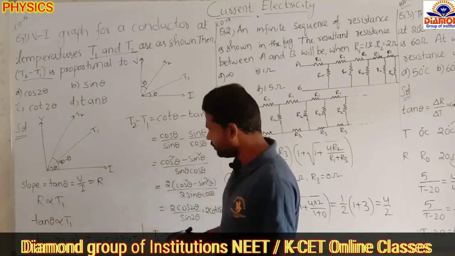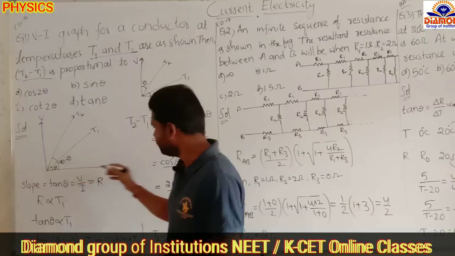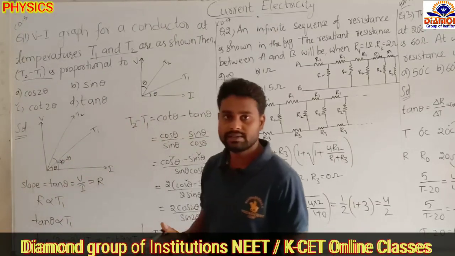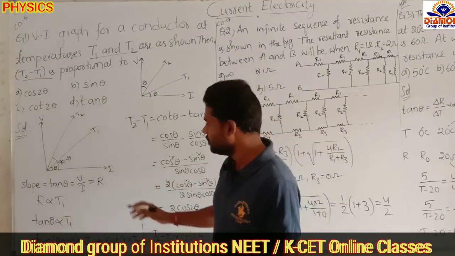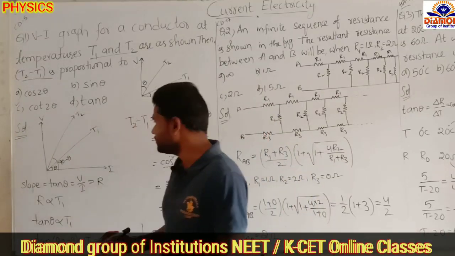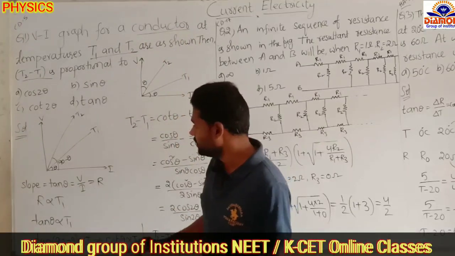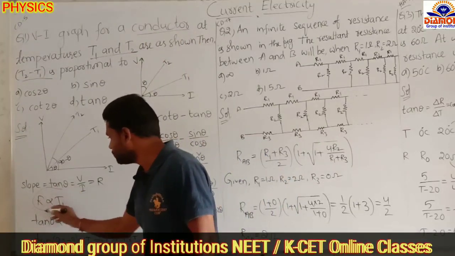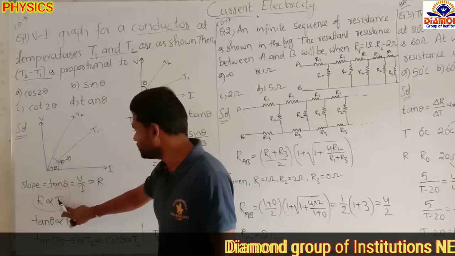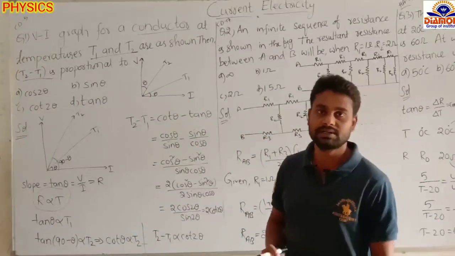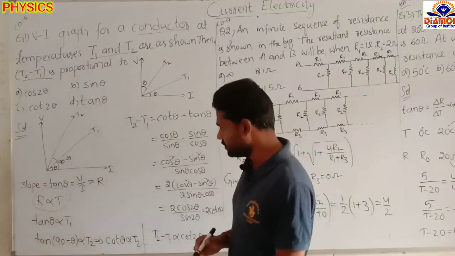One thing you have to remember: we have the VI graph, and the slope of this graph is nothing but V by I. V by I is nothing but the resistance. So the slope will give the resistance. Next, here they mention conductors. For conductors, resistance is directly proportional to the temperature. That means if temperature increases, the resistance of the conductor also increases. You know that from theory.